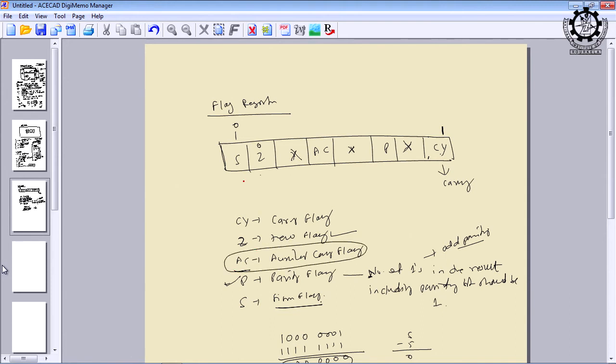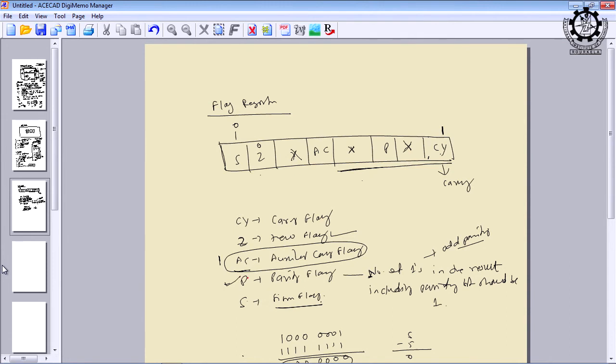So, here the 9th bit is generated in the carry. When the 9th bit is generated as 1, we say carry flag is 1. But after adding the first, or least significant, 4 bits with another 4 bits, if the 5th bit is generated, then this flag will be set to 1. But we have instructions for all these 4 flags except the auxiliary carry flag.